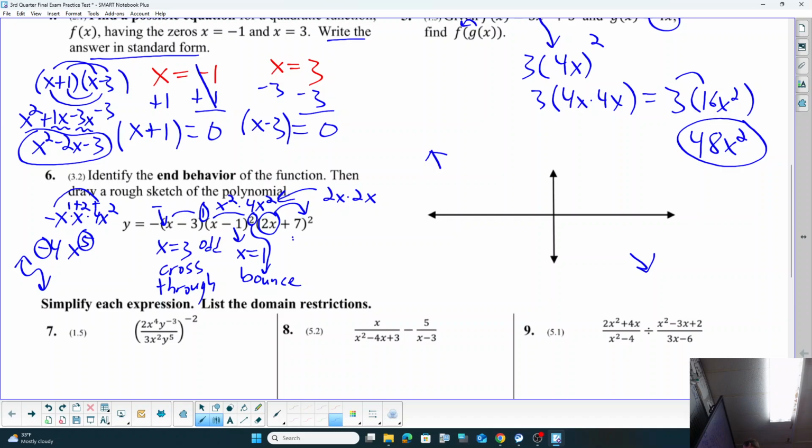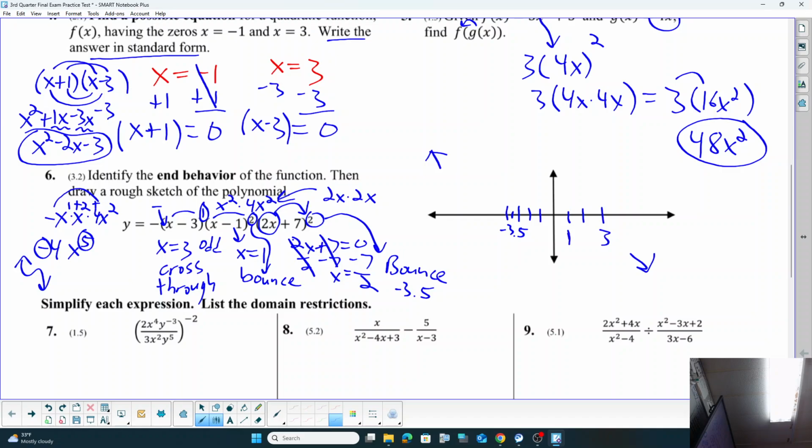And then this one is actually 2x plus 7 equals 0. We're going to minus 7, and then we're going to divide by 2. So we get x equals negative 7 halves, and we are going to go ahead and bounce. So 7 halves is like what? 7 halves is like negative 3.5. Okay, so now we have x equals negative 3.5, which is right about here. We also have x equals 3, and then we also have that 1.